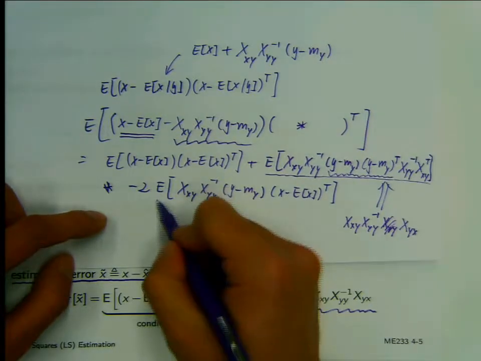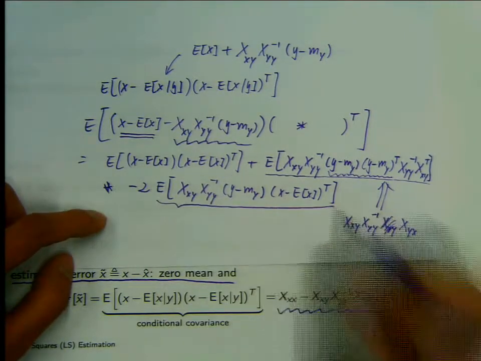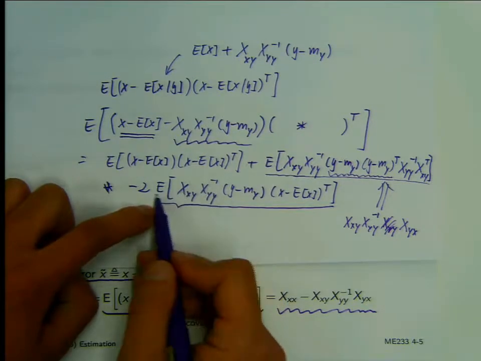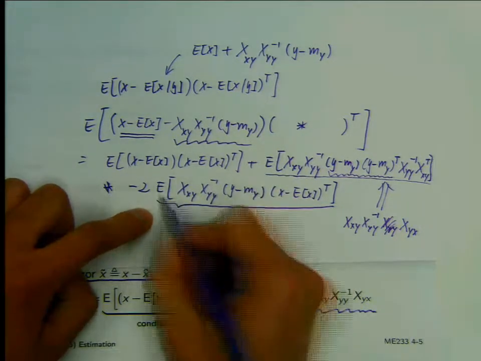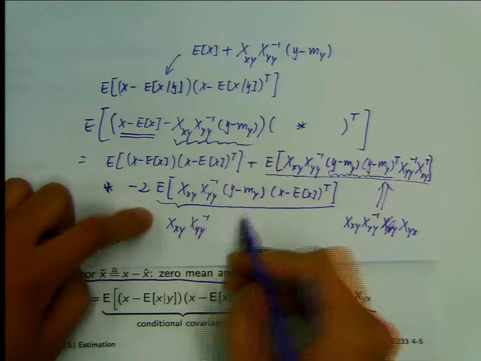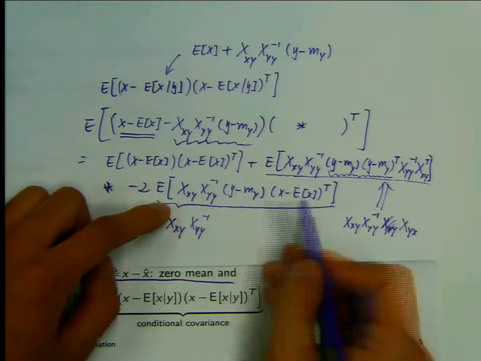And then this term, the same logic. Constant matrices won't change the expectation sign here, so I can take this inside here. I'm going to get Σ_xy Σ_yy inverse. Then the expectation of this, what does that equal to?